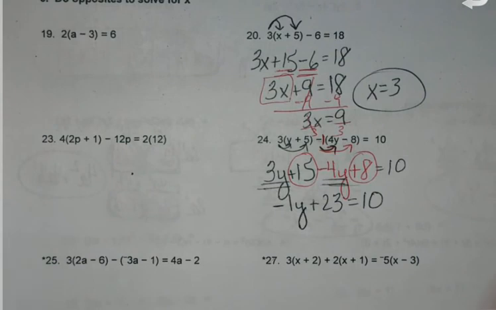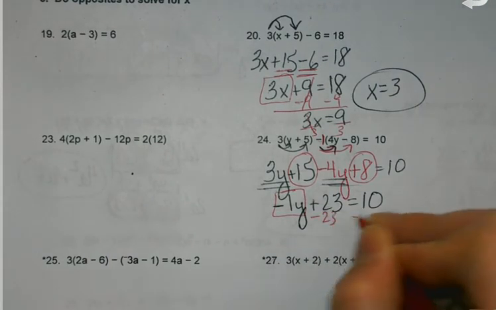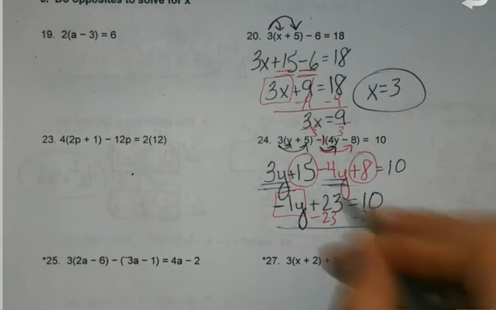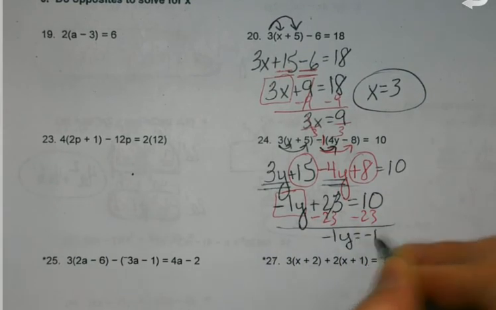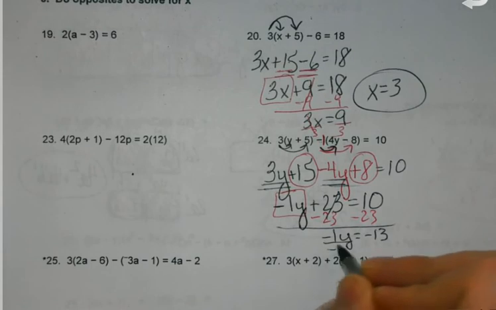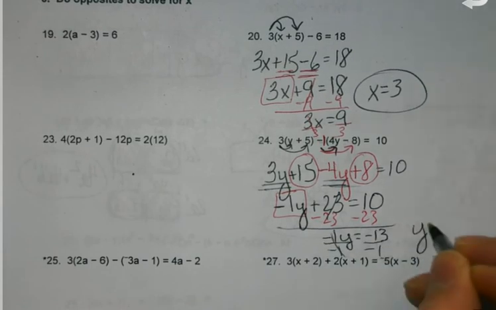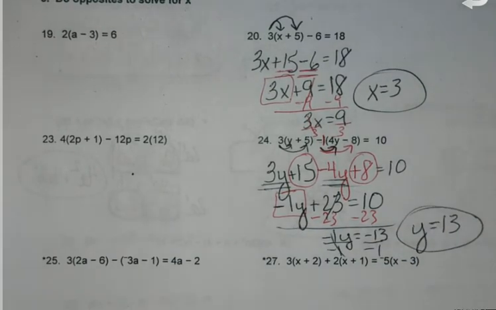And now, just like up above, my goal is to get the y by itself. So what would I need to do next? Right, subtract the 23. And then I'm not quite done until I divide by the negative 1. What's that? Oh. So again, just take your time, distribute through, and then just put the like terms together.